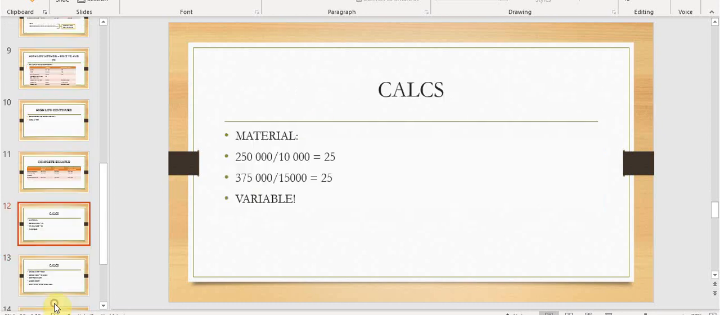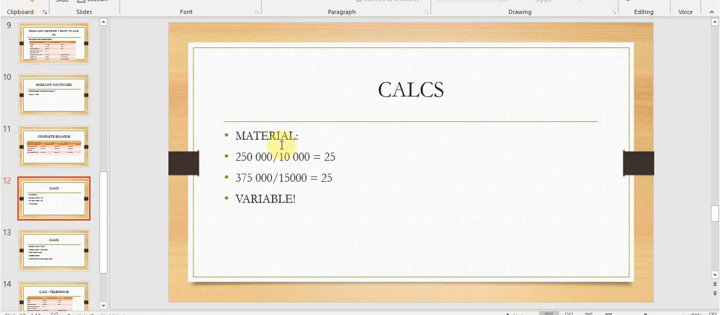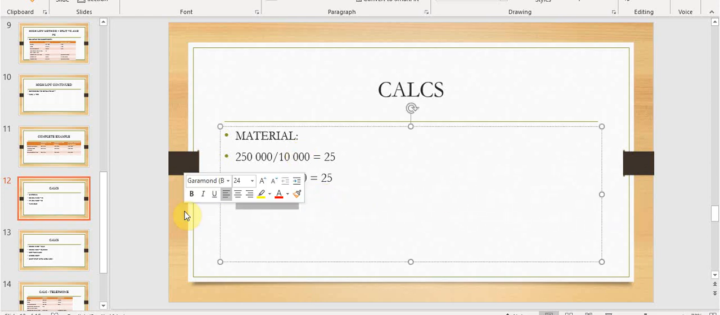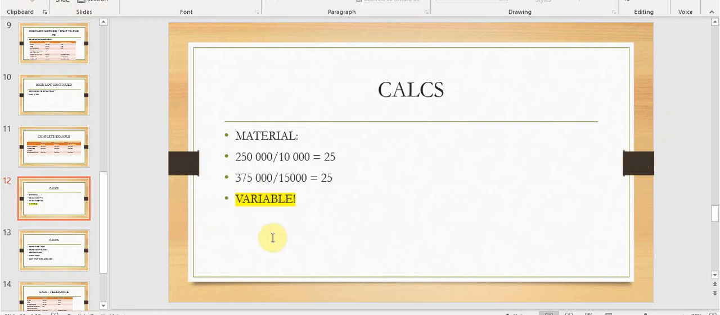So I'm going to do some calculations for that. For the material, I'm going to say it's 250,000 rand divided by the 10,000 units, and that gives me 25 rand. Then if I take the 375,000 and I divide it by the activity level of 15,000 units, I get 25 rand as well. This means that it's 25 and 25, both budgeted levels give us the same answer after division, so this makes it a variable cost. Very important. I'm just going to highlight it for myself.